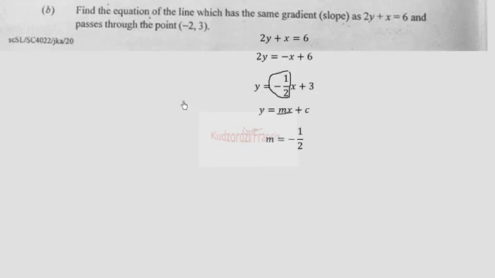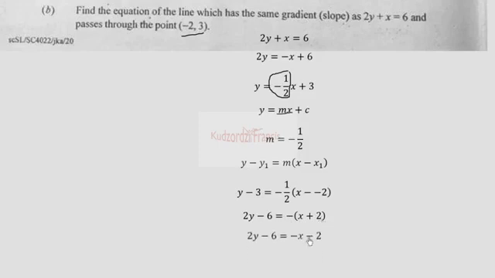And to find the equation of a line, we need a slope and a point, which is given. The point is given as this. So we choose this one to be our x1 and this to be our y1. We just plug them inside this equation and the slope to get this equation. Let us multiply through by 2. Now let's expand this side, -x minus 2. That will be the right hand side. So we group like terms to get 2y plus x equals 2.